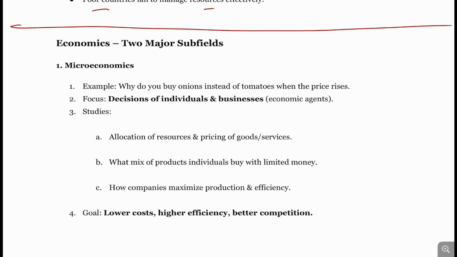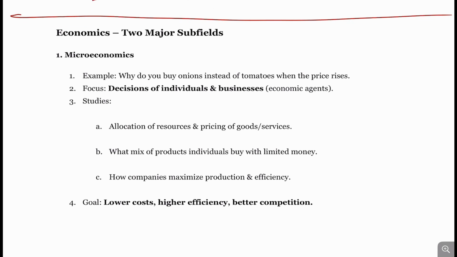Now there are two major subfields of economics, that is microeconomics and macroeconomics. Micro, as the word suggests, is on a very small level. Example: why do you buy onions instead of tomatoes when the price rises? Here, the focus is on the decisions of individuals and businesses. That is the main thing that differentiates microeconomics from macroeconomics.